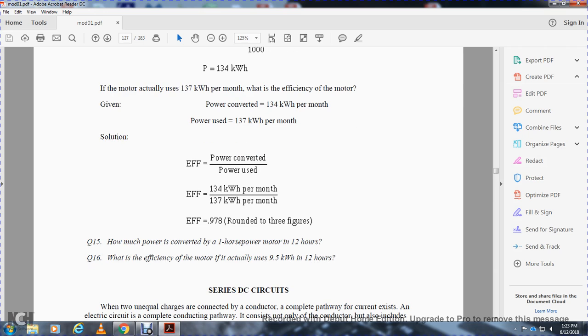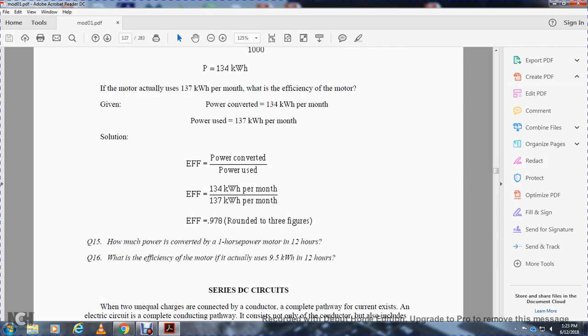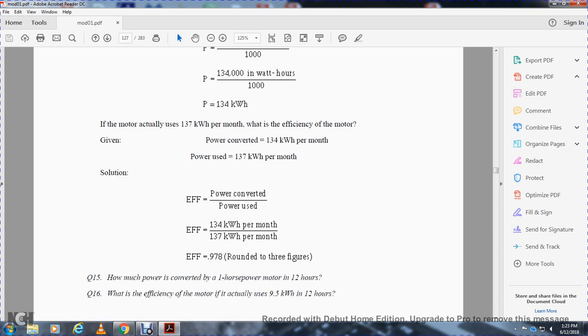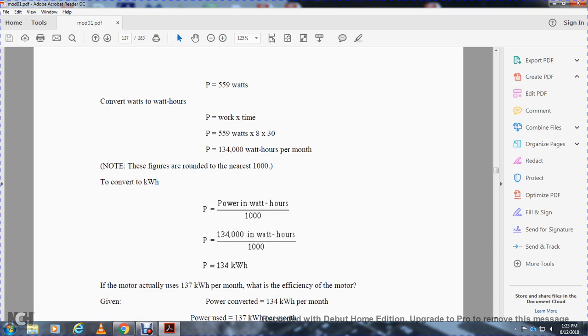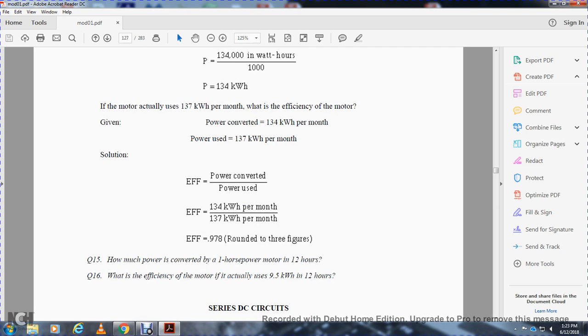How much power is converted in a 1 horsepower motor in 12 hours? So you'd have 12 hours, one day. I believe it's 746 watts, and 12 hours. So 1 horsepower would be 746 watts times the 12 hours, which would give you the power over the time of 12 hours. It will be 9.5 kilowatts, or 9,500 watt hours in 12 hours.